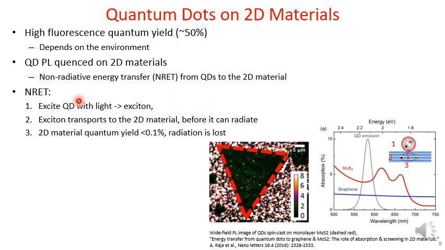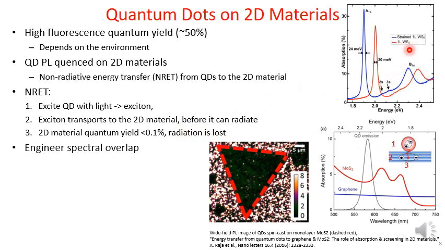That non-radiative energy transfer depends on the spectral overlap between the emission of the quantum dot and the dielectric function of your acceptor. Since our acceptor is very thin, the non-radiative energy transfer rate is dominated by the absorptivity of the two-dimensional material and the emissivity of the quantum dot. So if we can engineer the dielectric function or the absorptivity of our two-dimensional material, we can engineer the non-radiative energy transfer between the two.